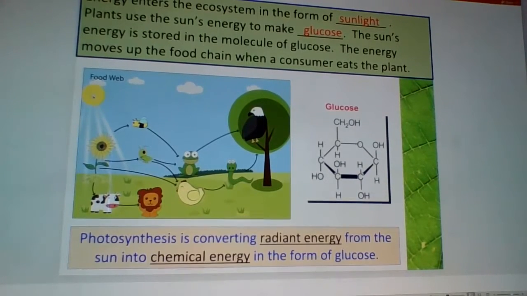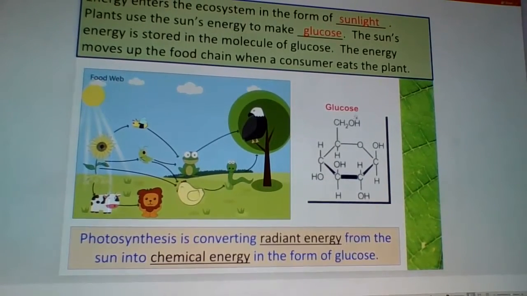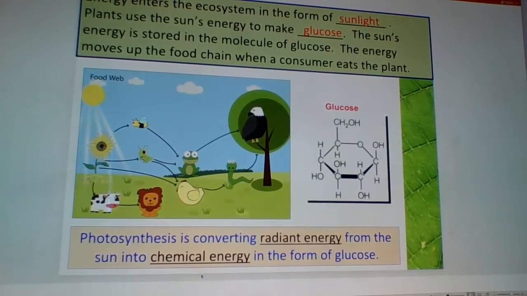You start with the sun's rays going down and they're absorbed by the plant leaf. Water comes up through the roots into the stem, and this gets converted into glucose. Here's a molecule of glucose on the side. Then insects will eat the plant, larger animals like a frog will eat the insect, and finally you move all the way up to predators such as a hawk eating the smaller animals. Remember, photosynthesis is converting radiant energy from the sun into chemical energy in the form of glucose.